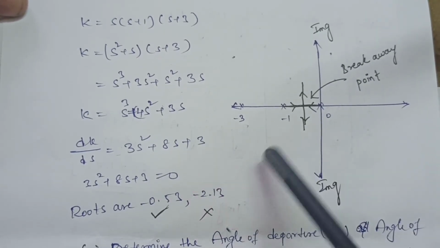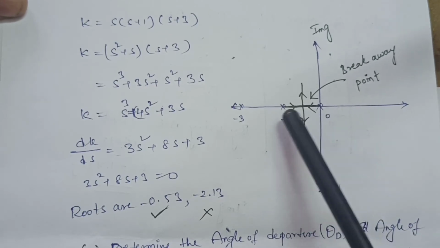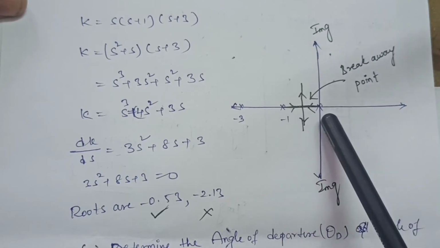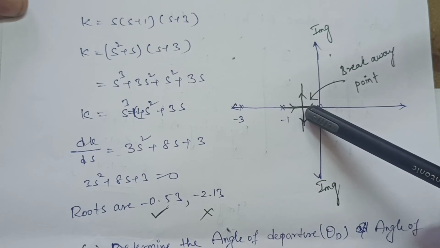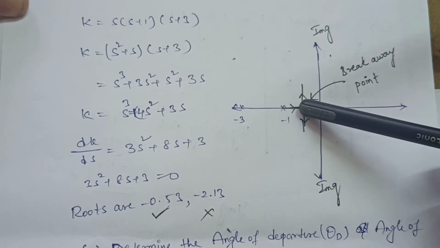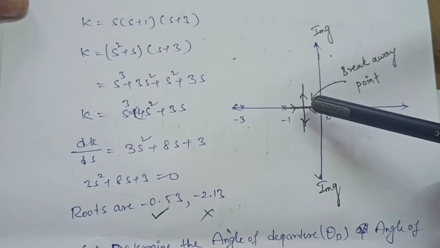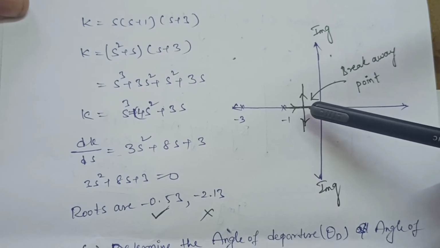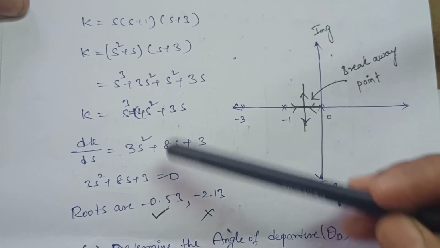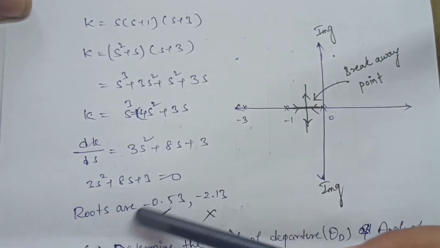Why is it called the breakaway point? These two root loci start from these two poles and break at one point. From this point, the two branches move away from it. That point is called the breakaway point. Now you need to find the breakaway point value by using this calculation.